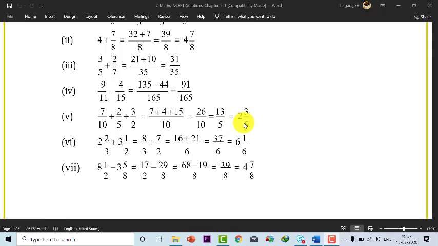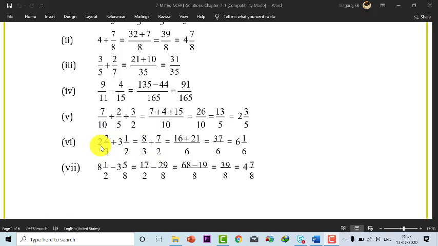2 3 by 5. Next we can solve question number 6. The given question is 2 2 by 3 plus 3 1 by 2, which should be converted into improper fractions. 3 2s are 6, 6 plus 2 is 8. So 8 by 3 is the first fraction. For the second mixed fraction, 3 2s are 6 plus 1 is 7 by 2.